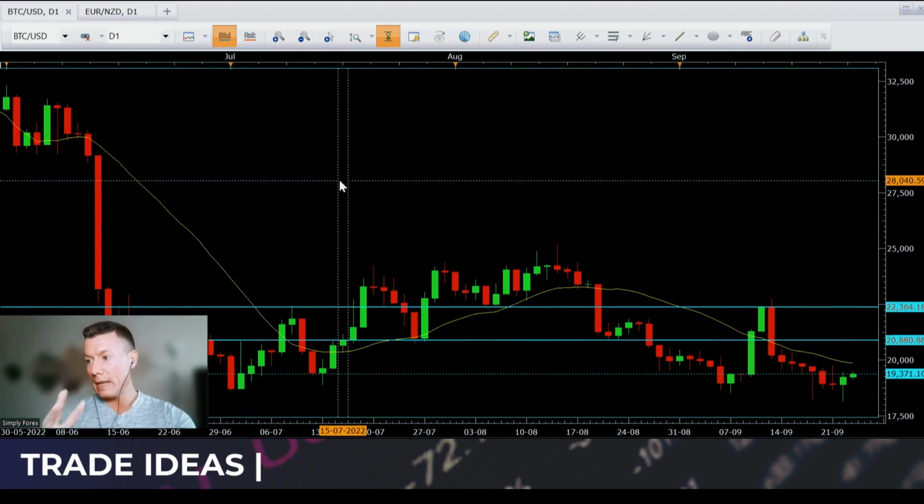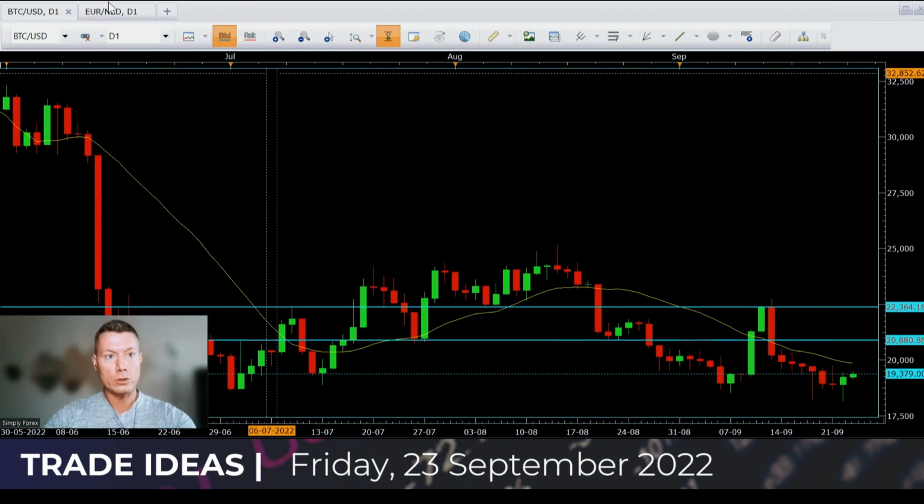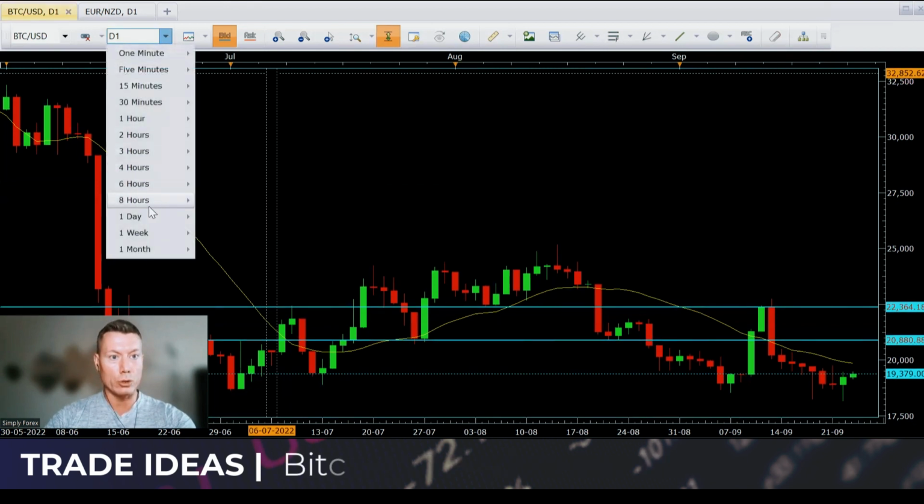So let's now look at today's trades, guys. Today is Friday the 23rd of September, and we've got two potential trades. I'm going to do the top-down approach with you, which I think is good for your understanding. So the first one is this: Bitcoin against the US dollar.